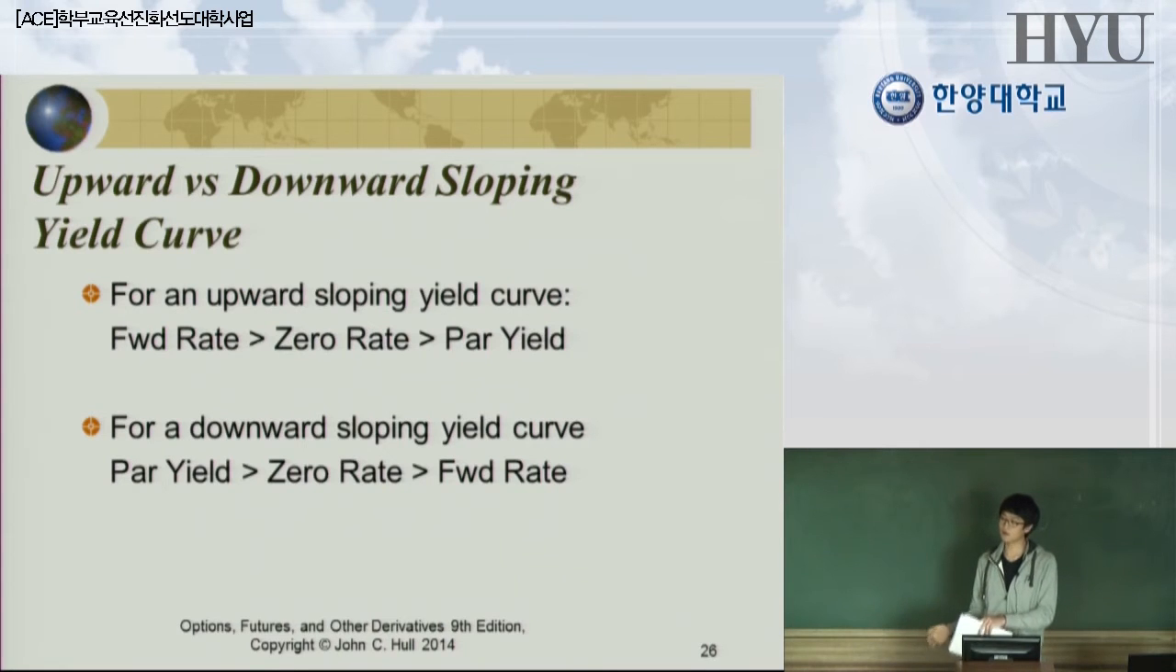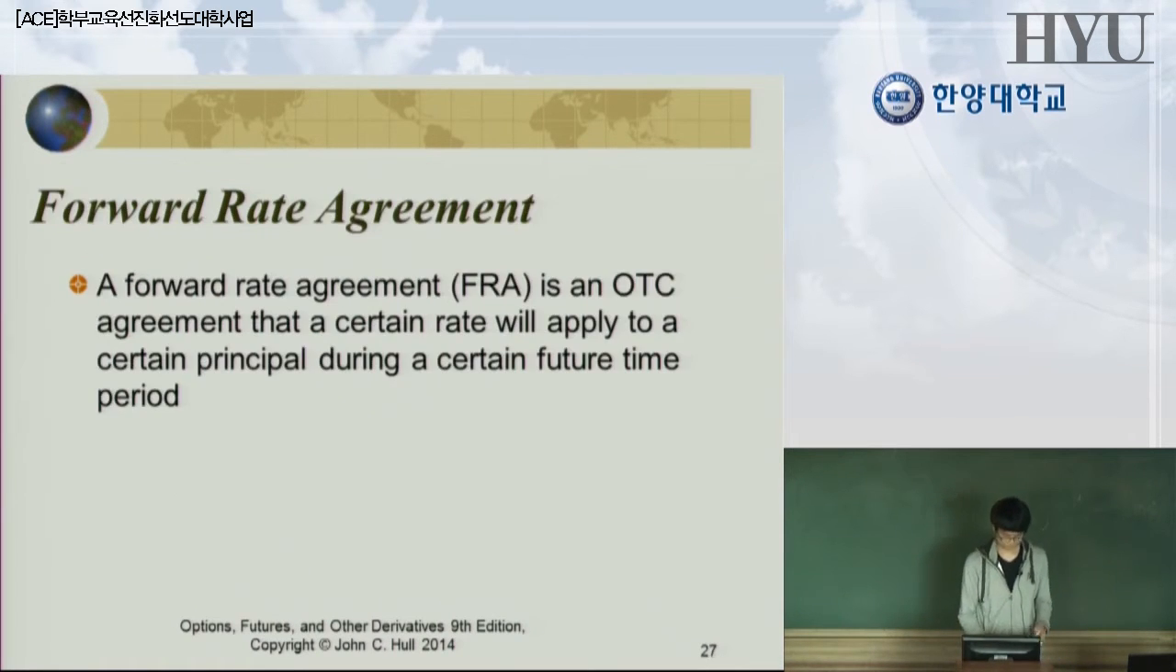An upward sloping yield curve means that the long-term interest rate is higher than short-term interest rates, which is the normal situation. In that situation, forward rates are bigger than zero rates and the zero rates are bigger than the par yield. In the opposite situation, like a downward sloping yield curve, the situation is converse. The par yield is the biggest and the forward rate is the smallest.